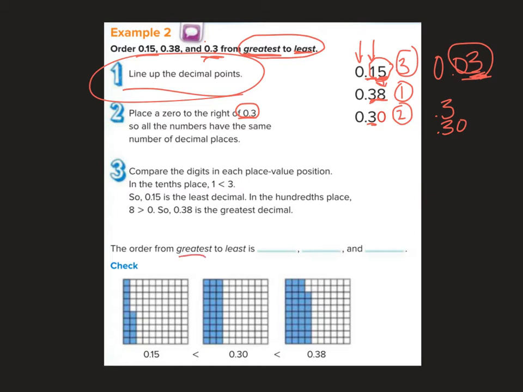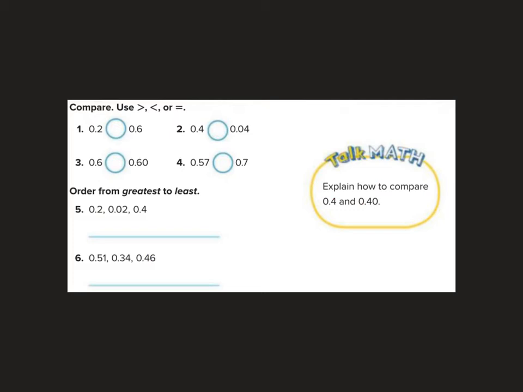So the order from greatest to least is 0 and 38 hundredths. Then it is 3 tenths. And then it is 15 hundredths. Right? So greatest to least. And we can look at that picture right there. Boom. Shows us exactly we were right.